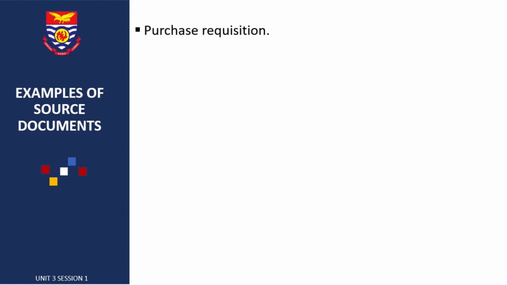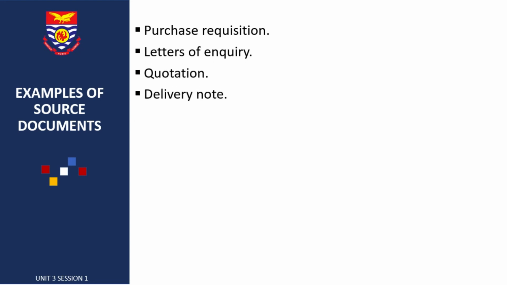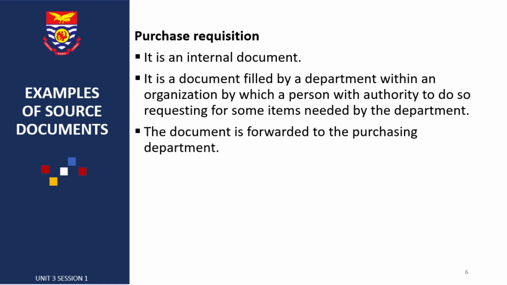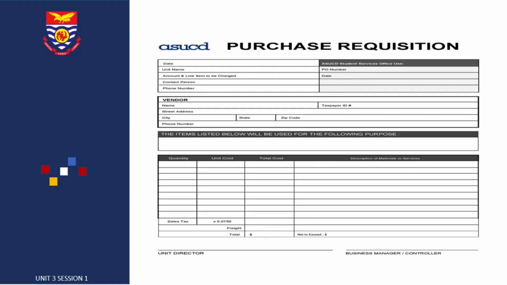Examples of source documents include purchase requisitions, letters of inquiry, quotation, delivery notes, pro forma invoice, voucher, invoice, credit note, debit note, receipts, among others. Purchase requisition. It is an internal document filled by a department within an organization, by which a person with authority requests some items needed by the department. The document is forwarded to the purchasing department. This is how a purchase requisition may look like.